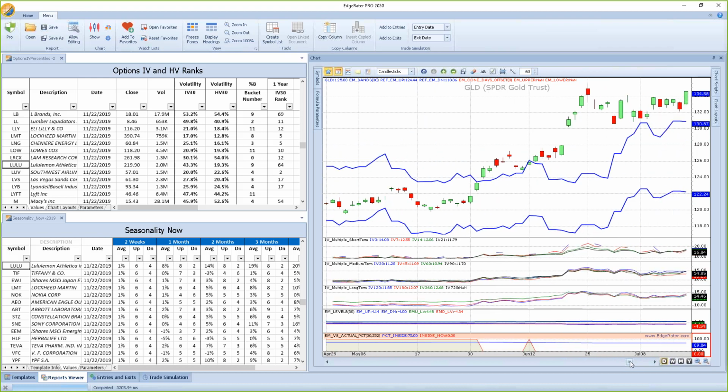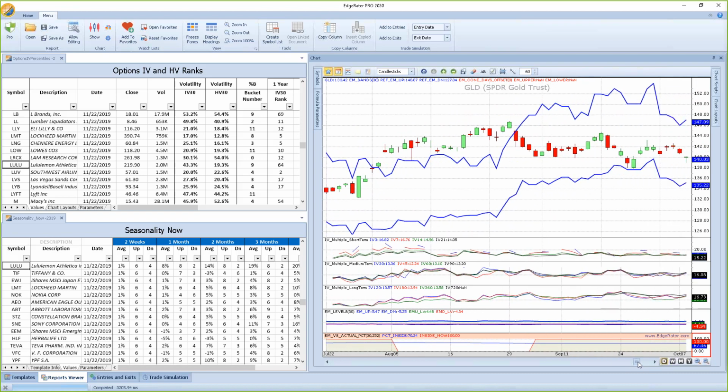I think you can glean a lot of information you can't glean from just looking at a chart by looking at those implied volatility expiration numbers. That's something for further research for sure.